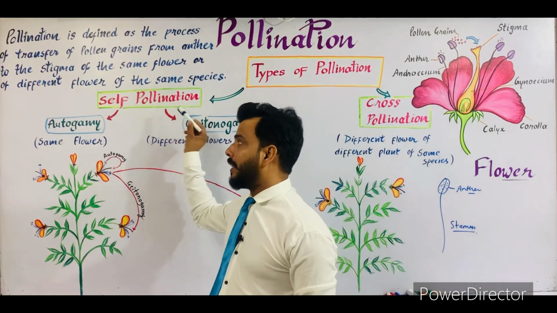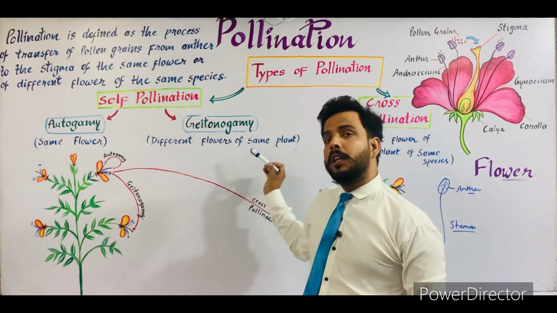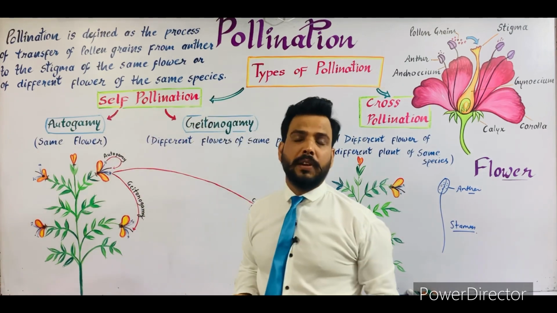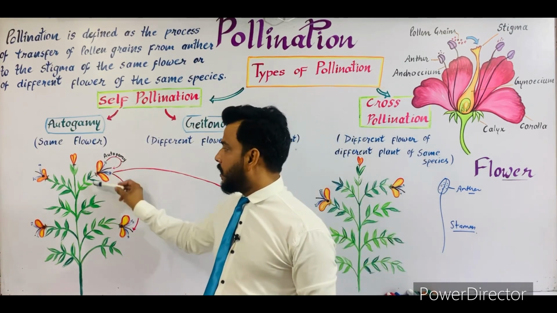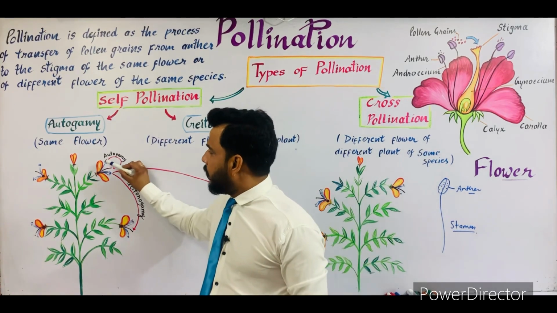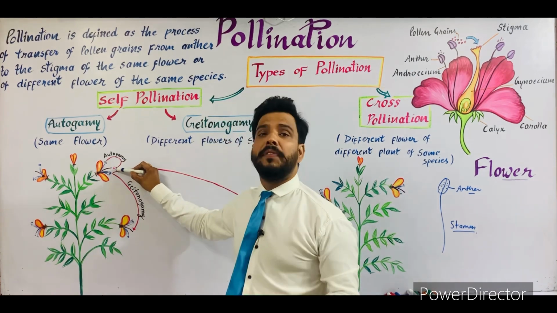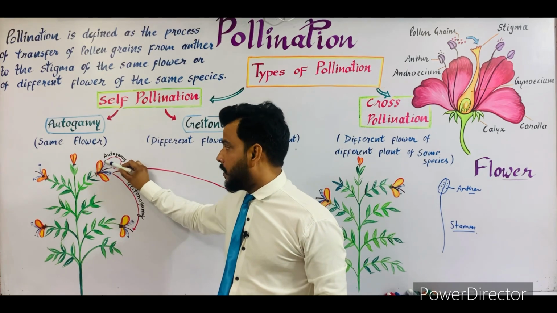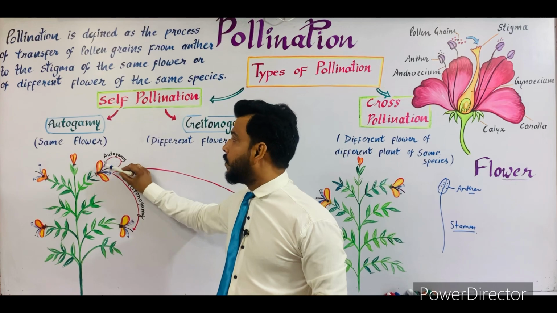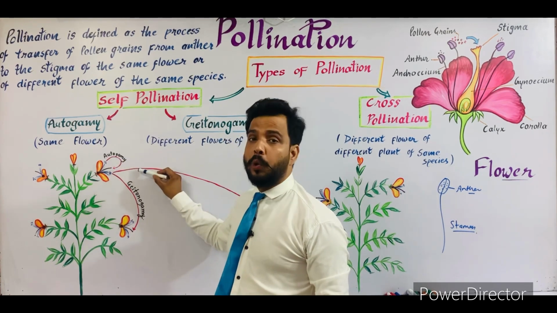So self-pollination can be divided into two types, autogamy and geitonogamy. Now what is autogamy? Autogamy means when pollination occurs between the organs of the same flower. Suppose that this is a flower of any kind of species, maybe mango, papaya, whatever. So the pollen grains are transferred to the stigma on the same flower. This is the anther, which consists of pollen grains, and the pollen grains reach from the anther to the stigma of the same flower. This is termed as autogamy.